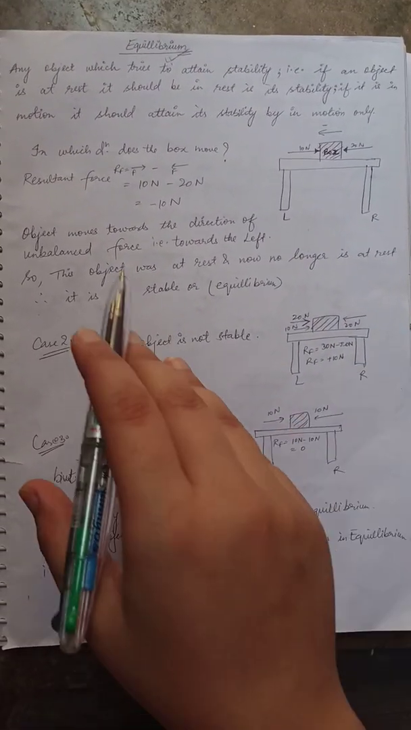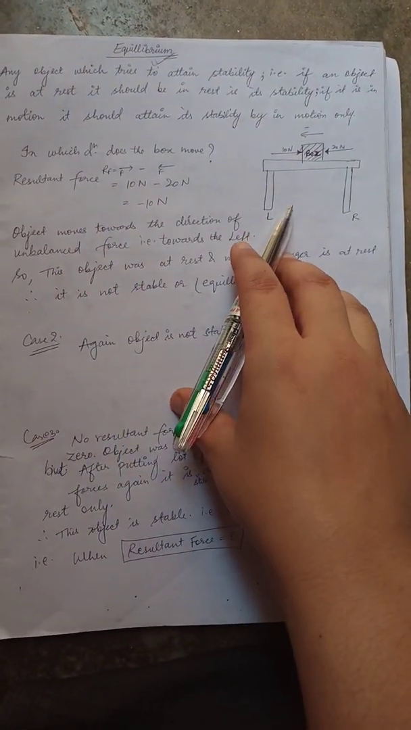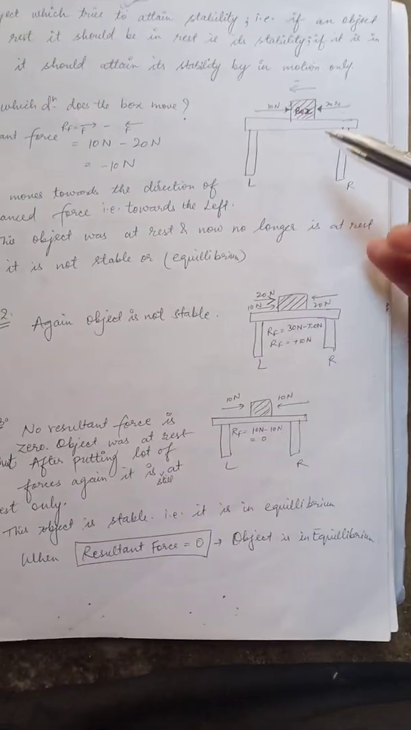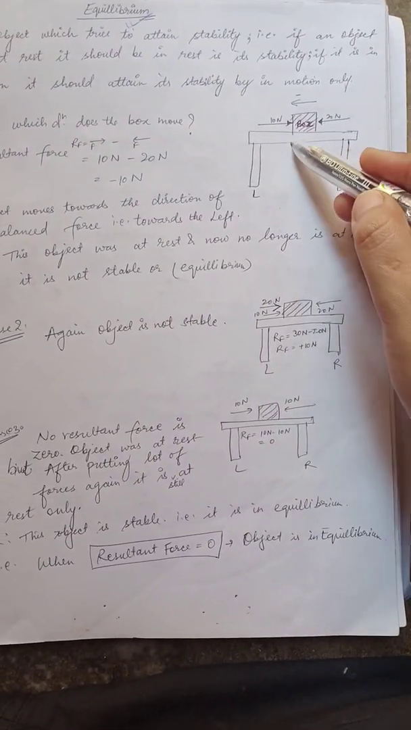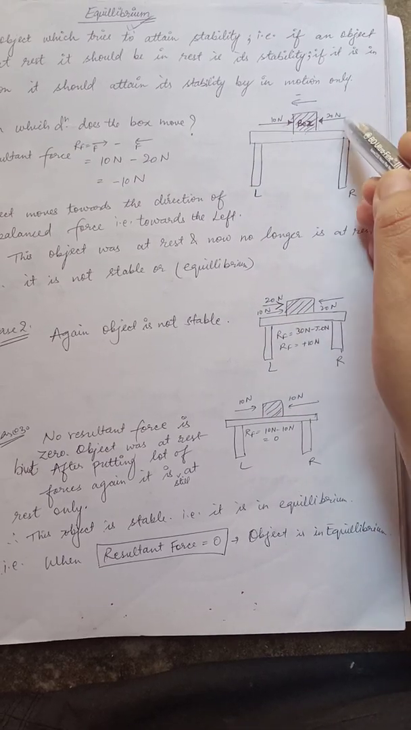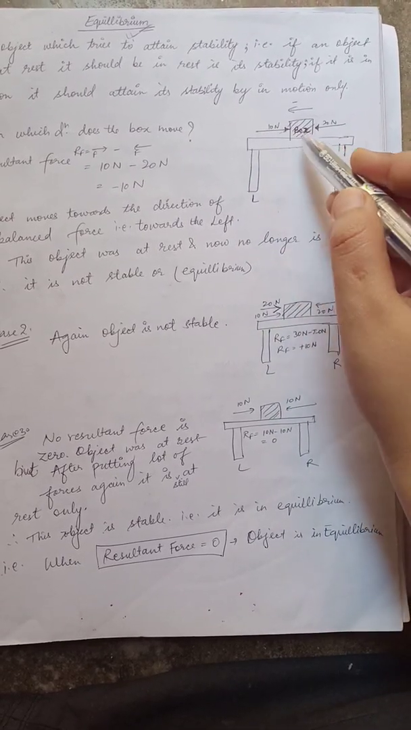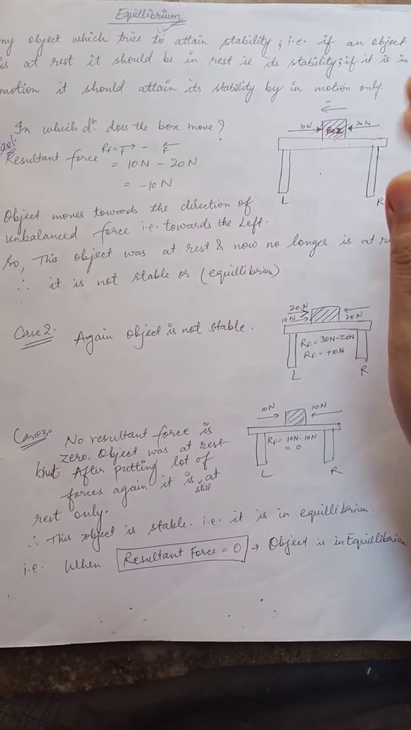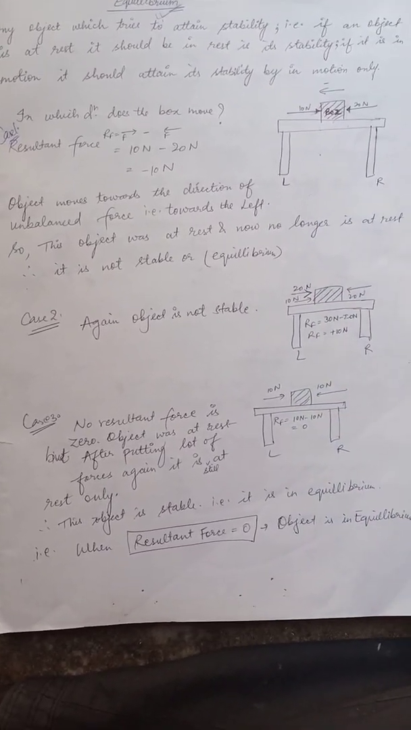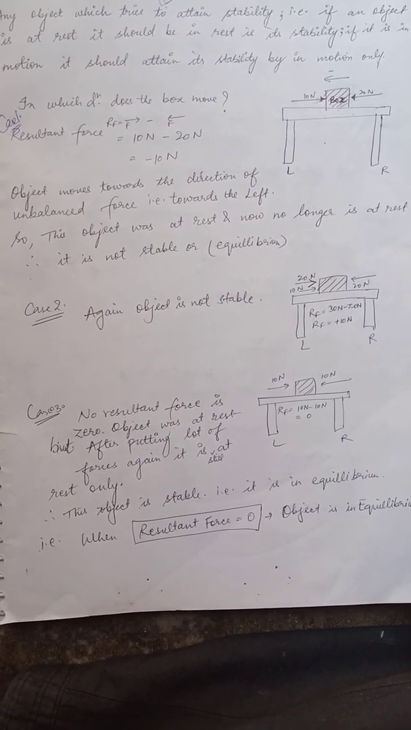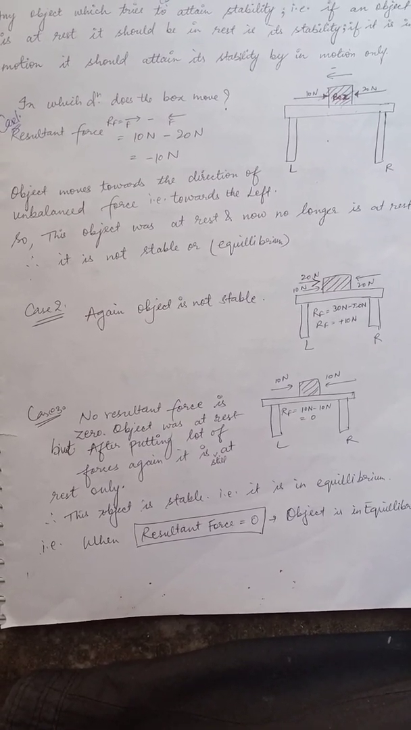Fine. Here you could consider case 1. In case 1, I have taken a table on which I have kept a box, and I am applying 10 Newton of force from the left side and 20 Newton from this side. Now what will happen, students? In which direction will the box move? For that we have to measure the resultant force. Resultant force, how are we calculating it?